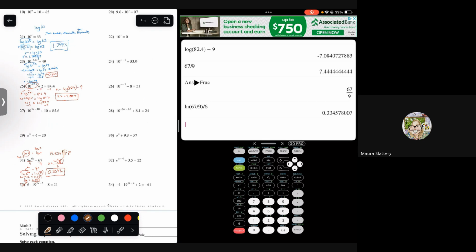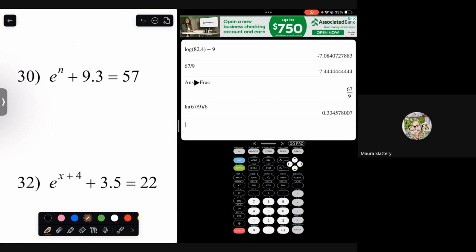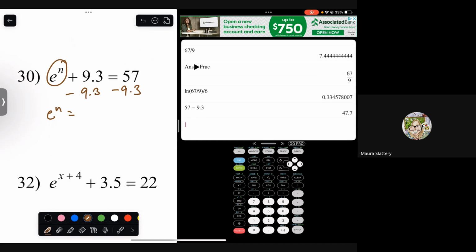Let's see. Why don't we try another one? You guys pick. What number do y'all want to do? 30? All right, let's do 30. So what do we think we have to do here? Yeah, we need to get this e to the whatever by itself. So we're going to subtract 9.3 from both sides. So we get e to the n equals 47.7.